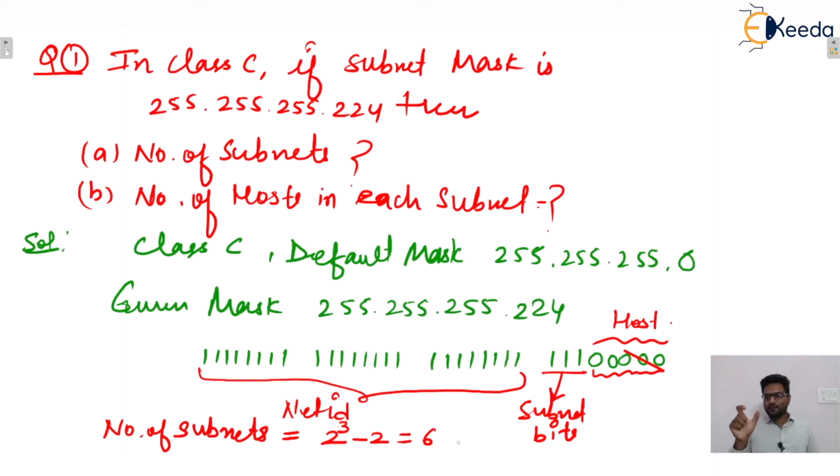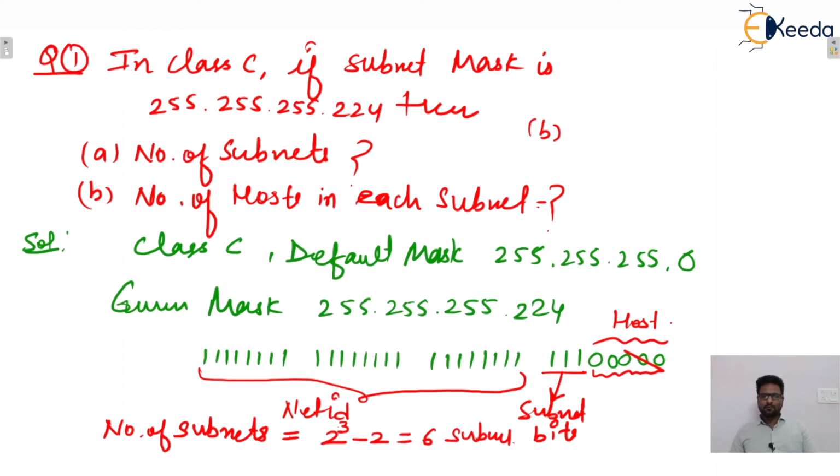Subnet bits are how many? 3. So 2 raised to power 3, 8 combinations are possible, minus 2 because 2 addresses we cannot utilize. We'll see in a later lecture why this minus 2 is there. Everything will be clear to you. We can say that the number of subnets will be 2 raised to power subnet bits minus 2. So here subnet bits are 3, so 2 raised to power 3 minus 2. That means 6 subnets are possible.